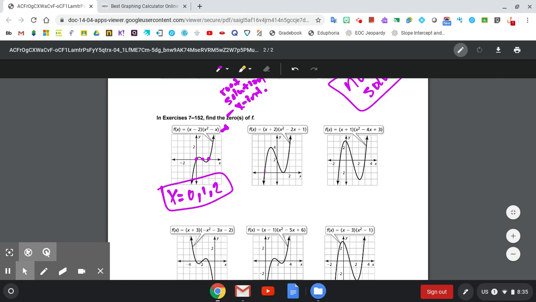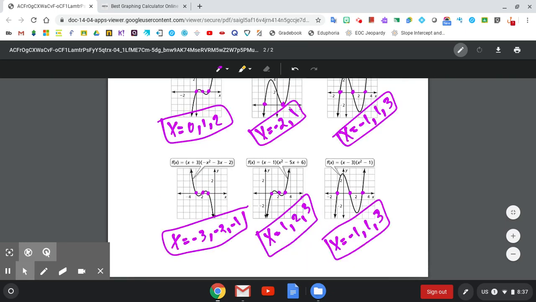So the next one, I see I have one here and one here. So that would be at x equals negative 2 and 1. Then here I have one here, here, and here. So x equals negative 1, positive 1, and positive 3. Okay, go ahead and pause the video and try the next 3. Okay, pause the video.